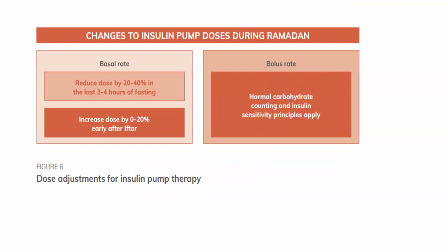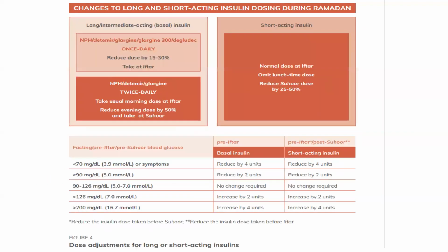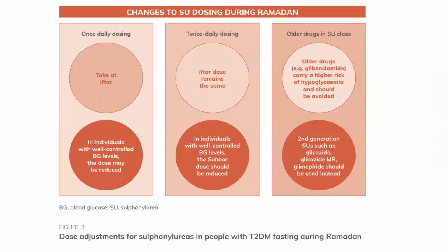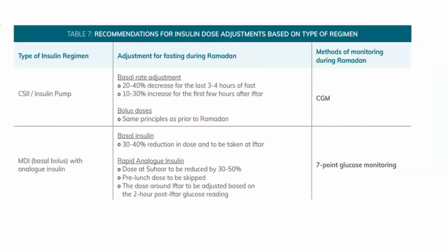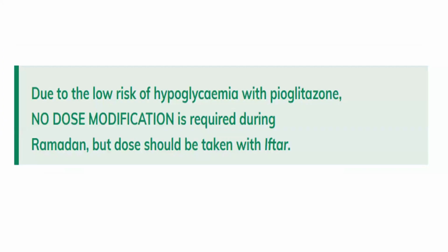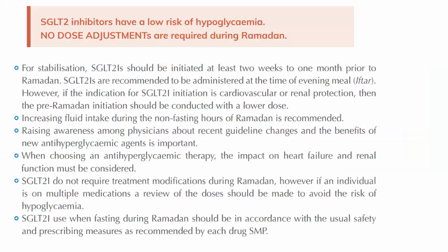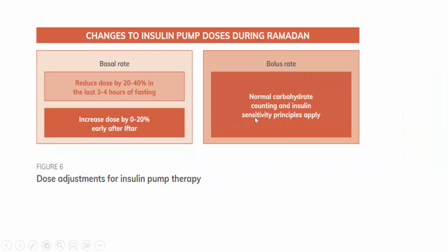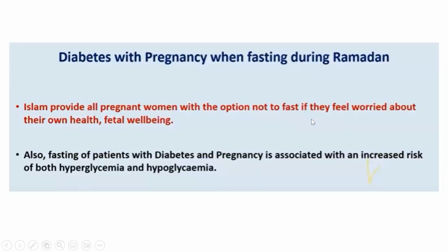Now, what about the changes to insulin pump during Ramadan? This I already mentioned actually, but I will just tell you again, it is the same. We're talking about type 1 diabetic patients only. We already covered this in the first part. So just remember this, the important thing: 20 to 40% decrease for the last 3 to 4 hours of the fast, and 10 to 30% increase for the first few hours after iftar. And for the short-acting insulin or the carbohydrate counting, the patient will be doing the same. So normal carbohydrate counting and insulin sensitivity principles will apply.